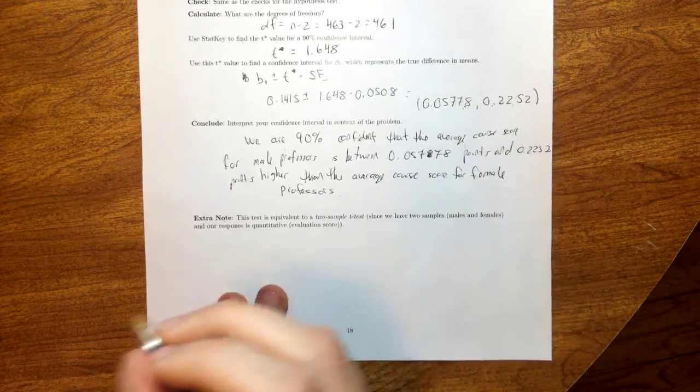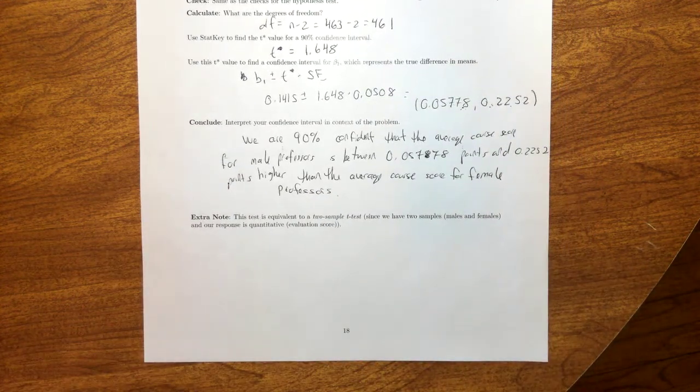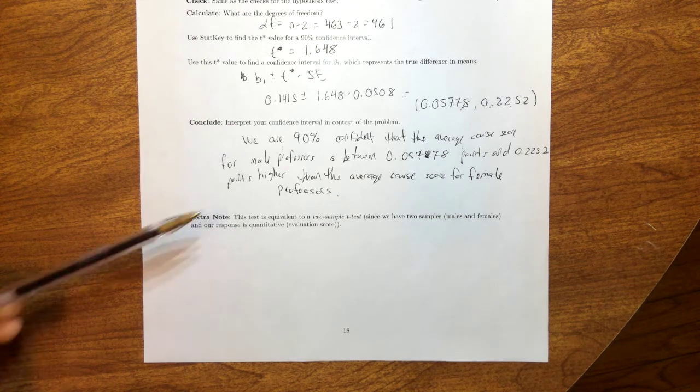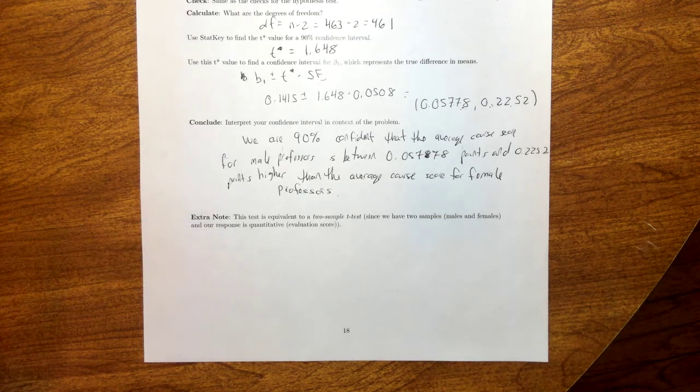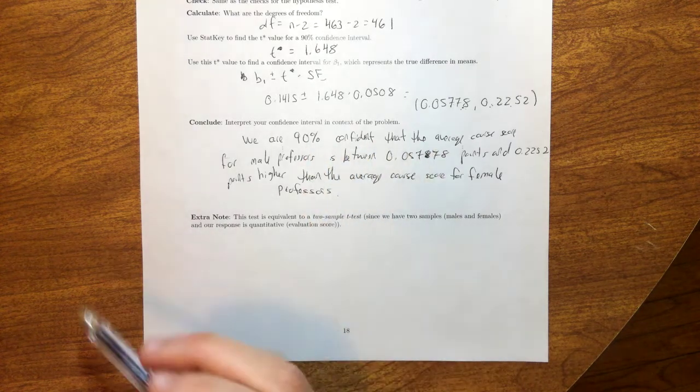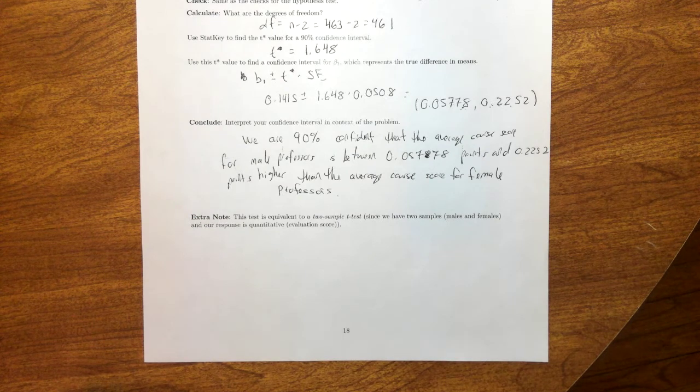All right, and so there's an extra note at the bottom here that says that this is equivalent to a two-sample t-test. We just went about it in a slightly different way. So what does this really tell us then? We found in the last video for the hypothesis test that there was convincing evidence that the mean score for male professors was different than the mean score for female professors.